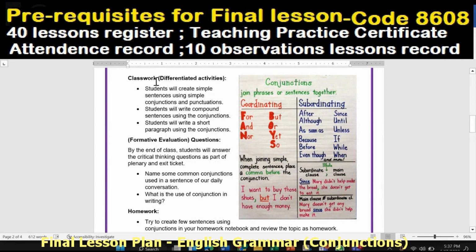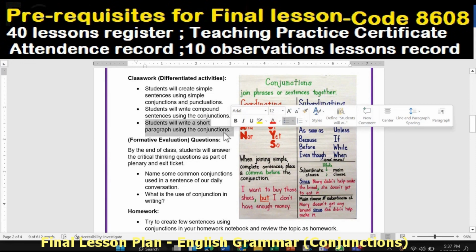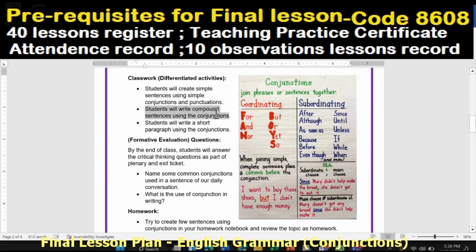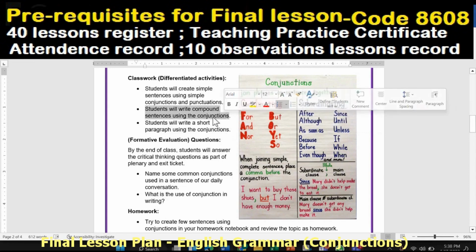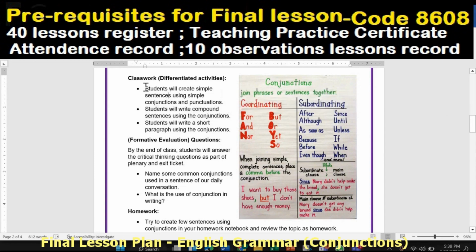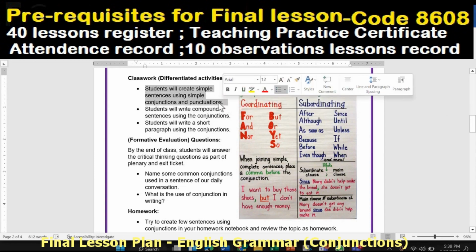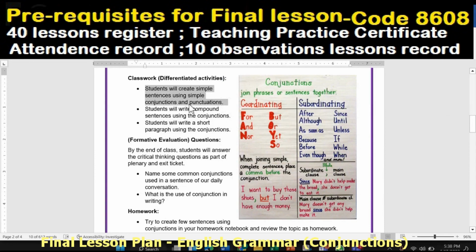As part of my differentiated activities, there will be 3 groups in my class: high achievers, average, and low achievers. For high achievers, they will write a paragraph using conjunctions after they have gained the mastery of the learning target today. For my average students, they will be writing sentences using conjunctions, a compound sentence. And for my low achievers, I will be encouraging them to write simple sentences using conjunctions with correct punctuation.